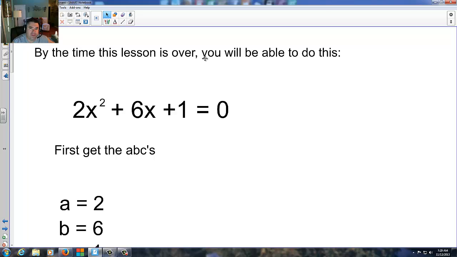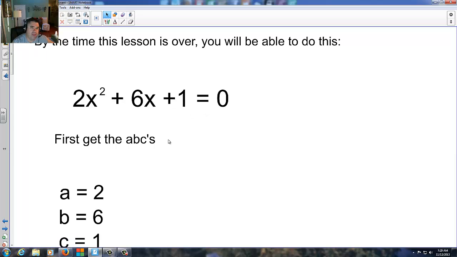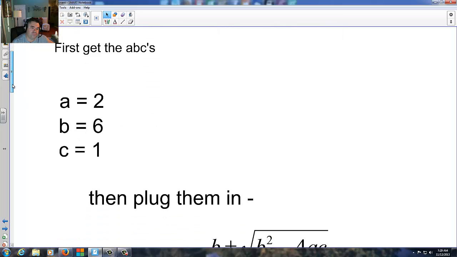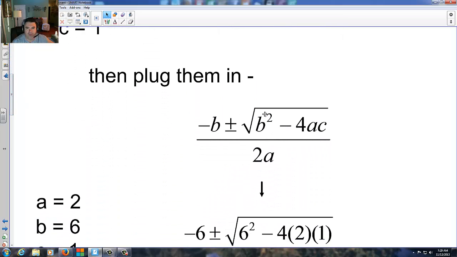Now, by the time the lesson's over, you'll be able to do this. You'll be able to take 2x squared plus 6x plus 1 equals 0, and say, okay, the first number, the number in front of x squared, is a, the number in front of x is b, and the number without an x is c. So a is 2, b is 6, c is 1. And then you'll be able to plug them in simply to this formula.